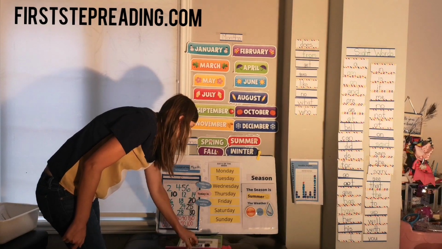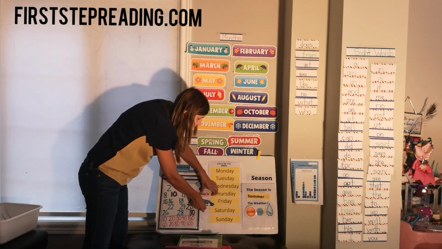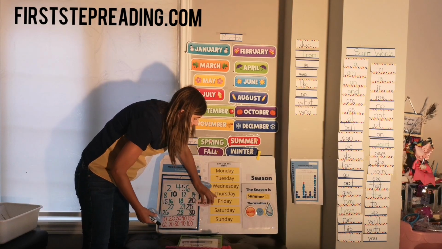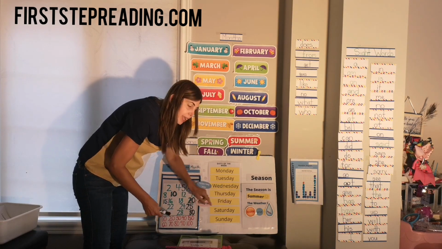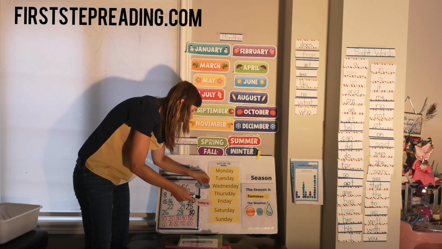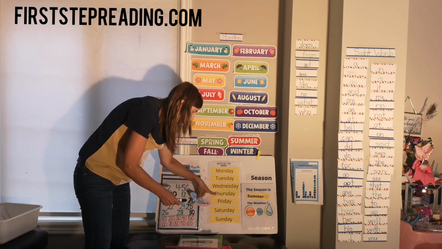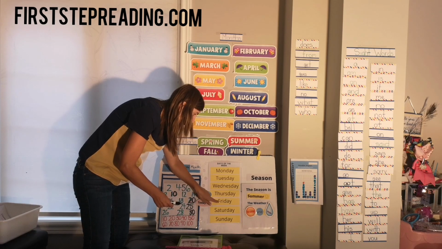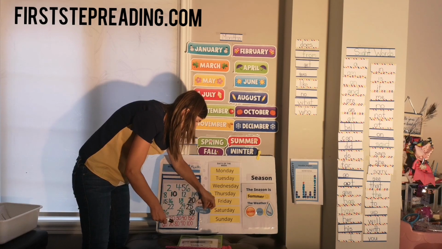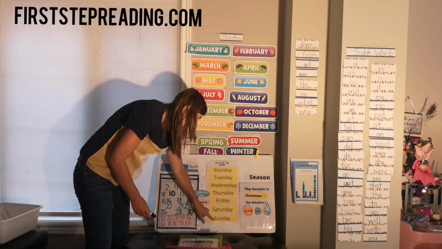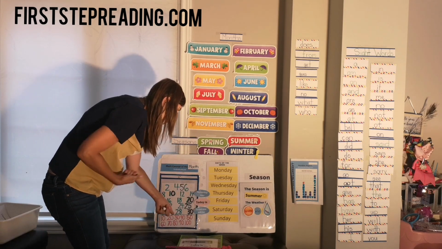So there's 7 days in our week. And today is Friday. And since today is Friday, that means yesterday was Thursday, and tomorrow's going to be the weekend. It's Saturday. Saturday and Sunday are our weekend.